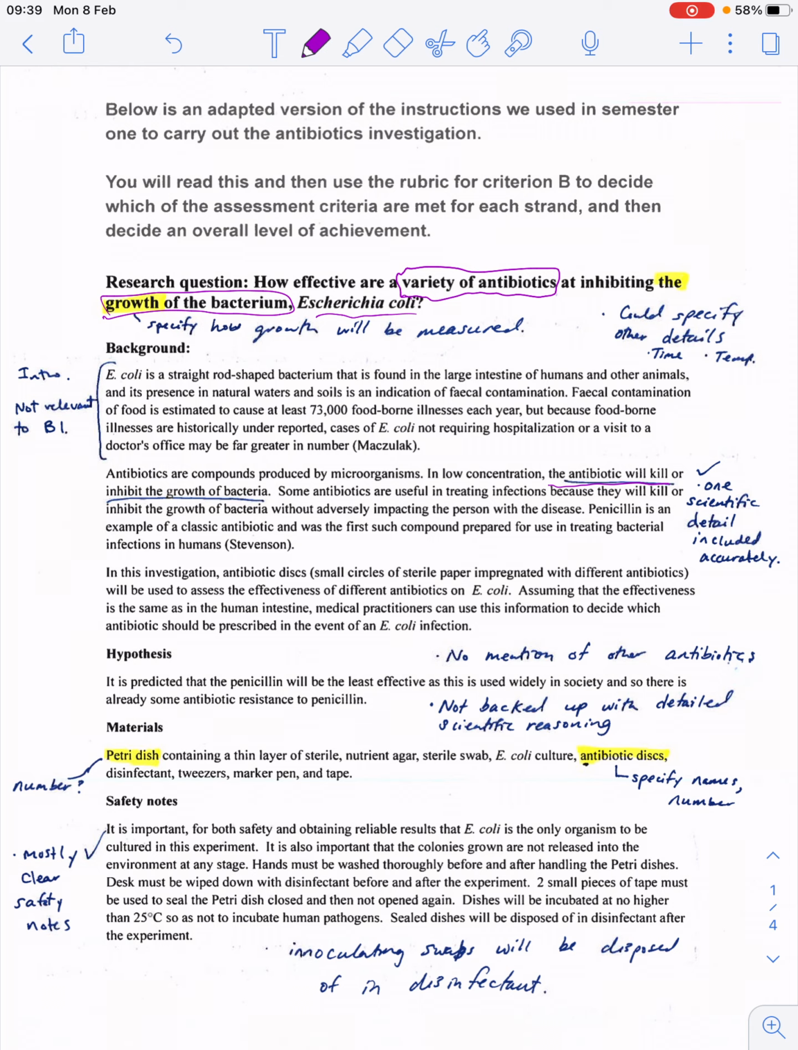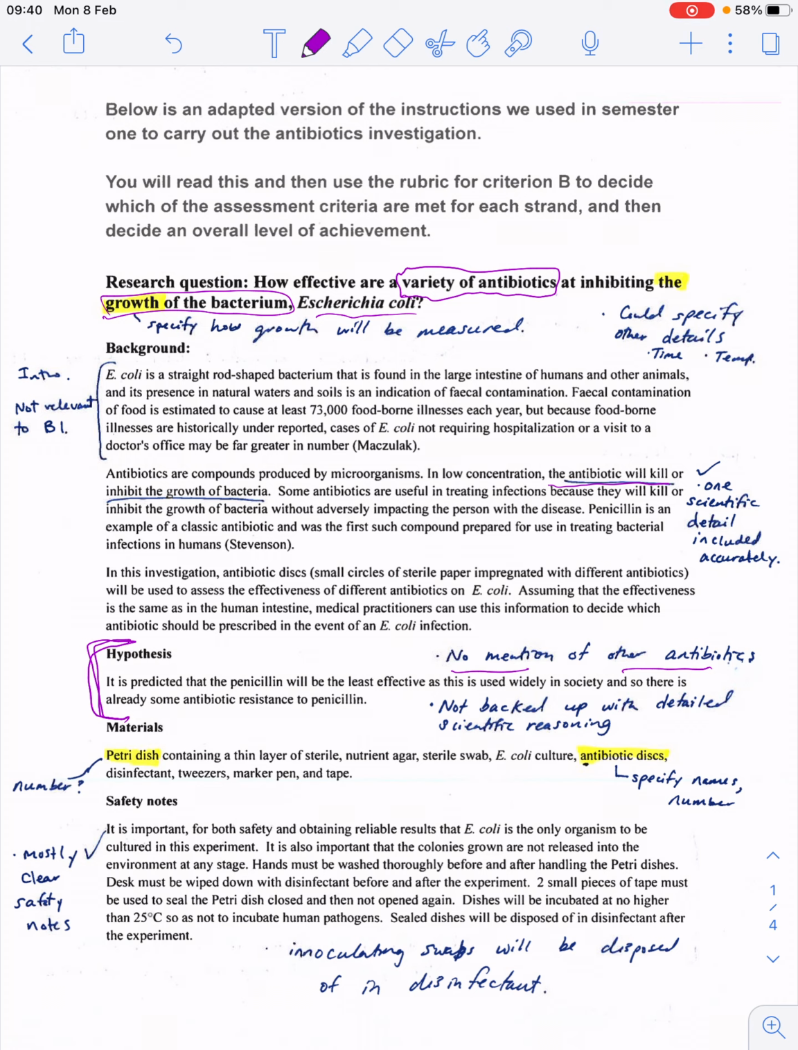If we move into the background information, there is a hypothesis. It's predicted that penicillin will be the least effective. So, that's sort of in the 3-4 level. But the main issue is that there's no mention of the other antibiotics. The research question outlines you're going to test a variety of antibiotics, and this one only specifies or touches on one of them. So that's just like a huge omission. If you were to say, I'm going to investigate all these different things, and then you only make a prediction about one, that's going to be a real problem.